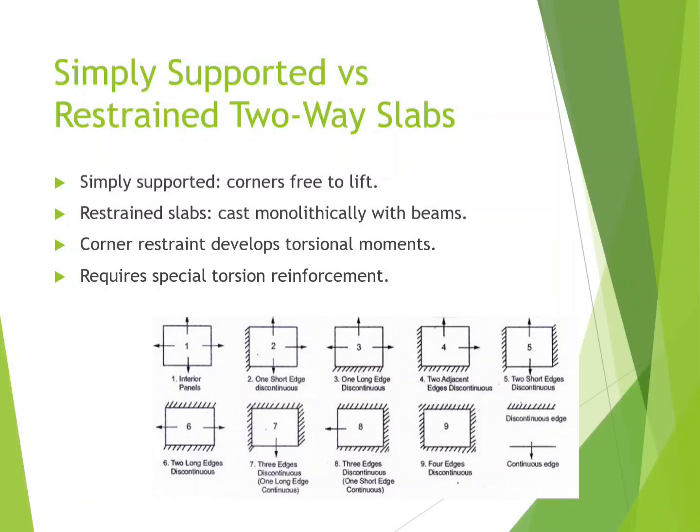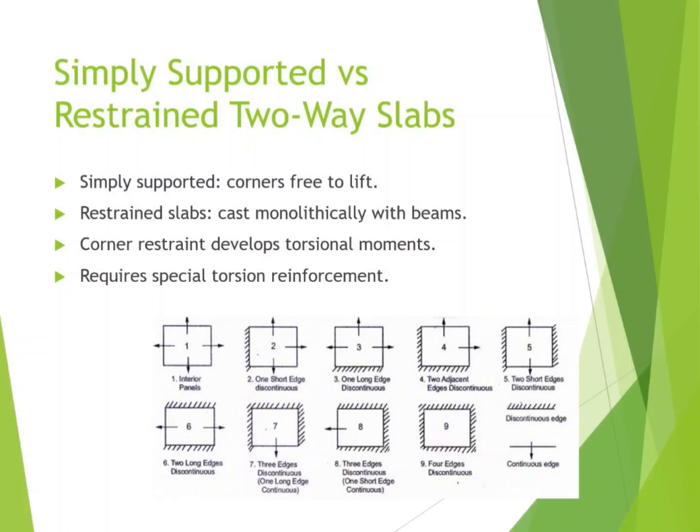Because it bends this way, the corners of the slab naturally want to curl up and lift straight into the air under weight. If those corners are completely free to lift, we call it a simply supported two-way slab. But if the slab is cast monolithically together with the supporting concrete beams, those corners are physically locked down and restrained from lifting. These are called restrained slabs. Because those corners are forced to stay down, heavy internal twisting forces, or torsion, develop right at the corners, which completely changes our design approach.